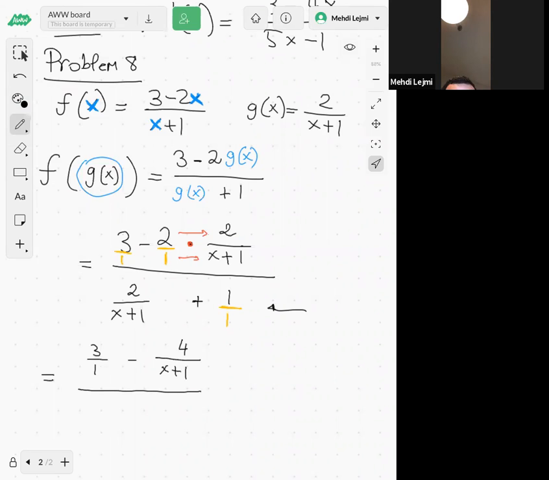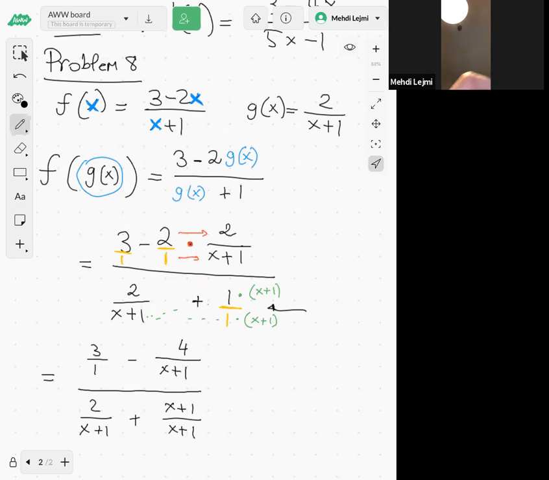you need the common denominator, and you just cross multiply. So this is here times the x plus 1, right? This x plus 1 here, x plus 1 here. So in the denominator we are going to have 2 over x plus 1 plus x plus 1 over x plus 1.